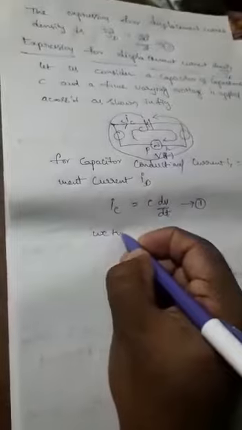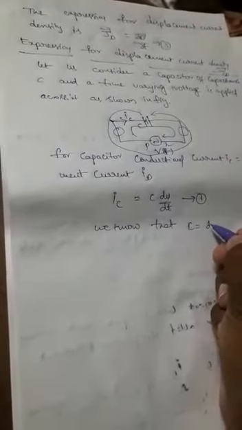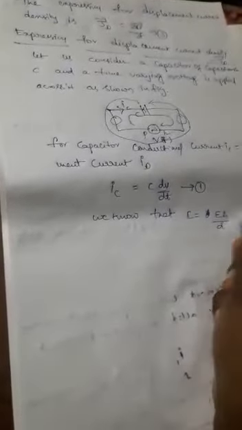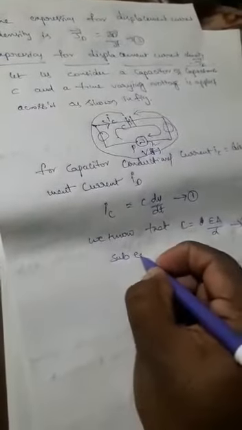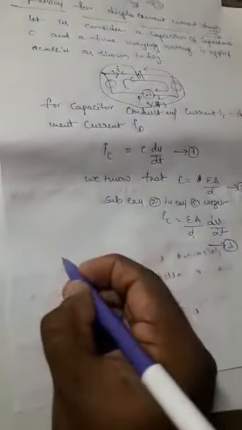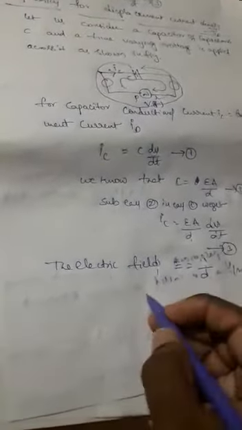In a capacitor, IC is equal to C into dV by dt, which is the first equation. We know that C, the capacitance of a parallel plate capacitor, is epsilon A by d. Substituting equation 2 in equation 1, we get IC is equal to epsilon A by d into dV by dt, which is equation number 3. The electric field applied to the capacitor due to the time varying voltage is E equal to V by d, volt per meter. Then from this, the applied voltage V is equal to E into d.